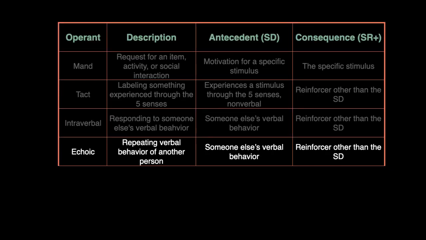Echoic behavior refers to repeating or imitating what another person says. This verbal operant helps individuals learn language by mimicking the speech of others. Like intraverbals, the antecedent is someone else's verbal behavior, and the reinforcer is something unrelated to the SD. The difference between an intraverbal and an echoic is that the echoic is the same as the SD. Unlike the other verbal operants, echoics must be spoken language. This is the only verbal operant that requires that the learner speak.